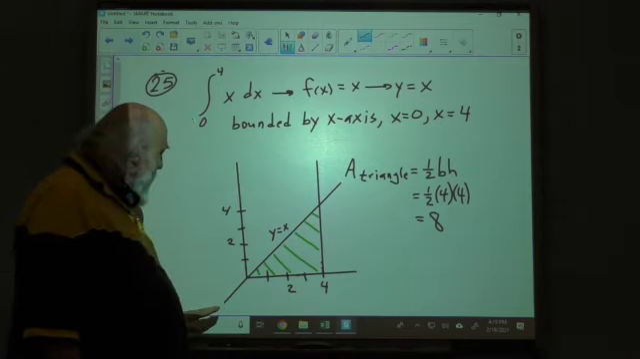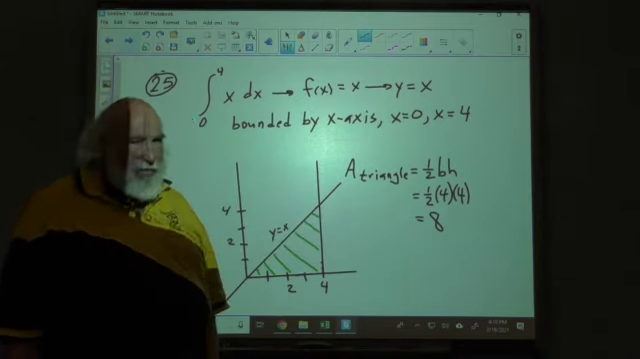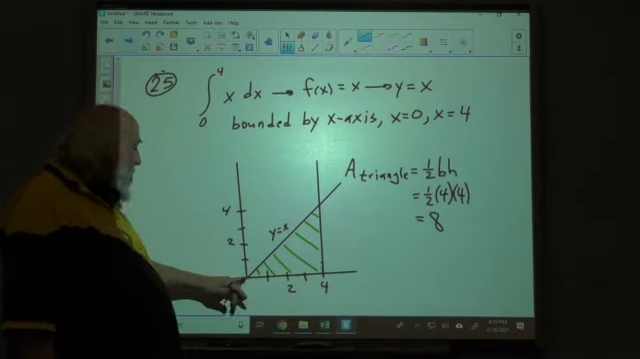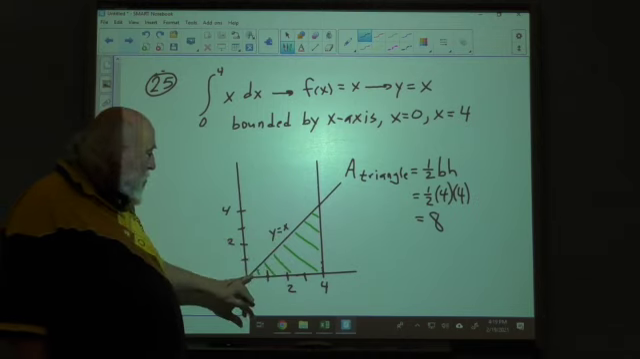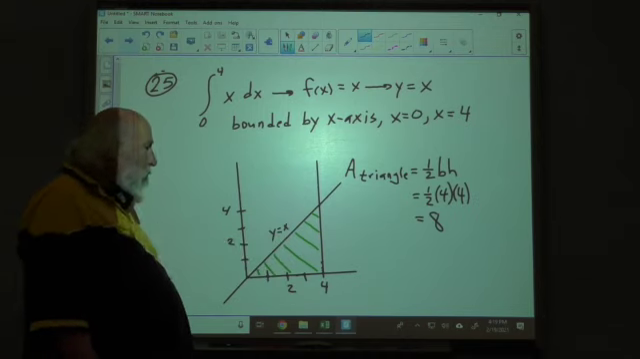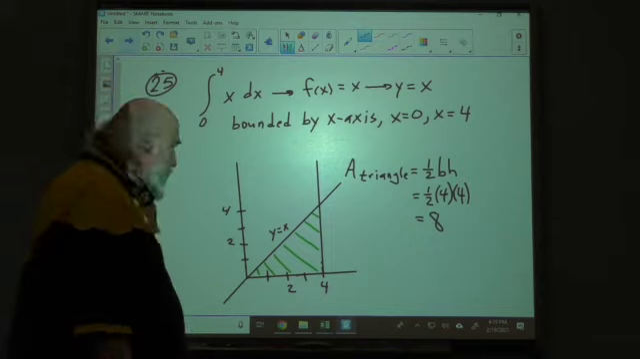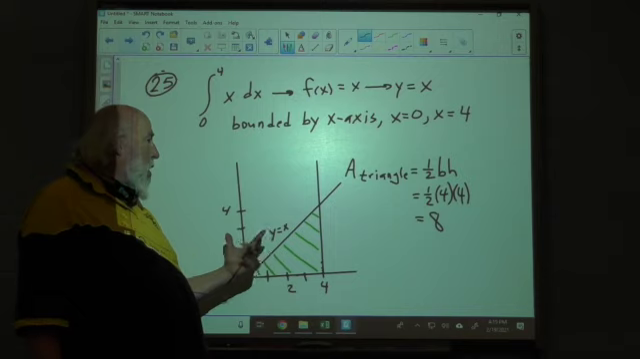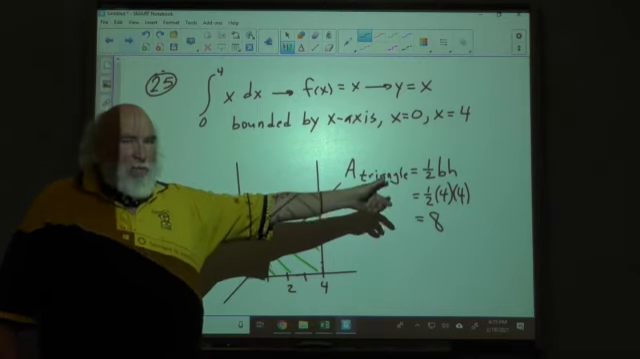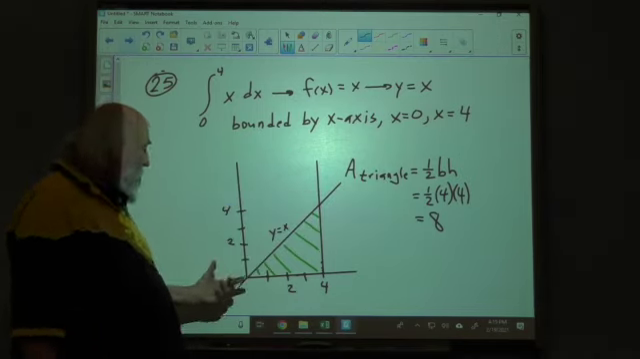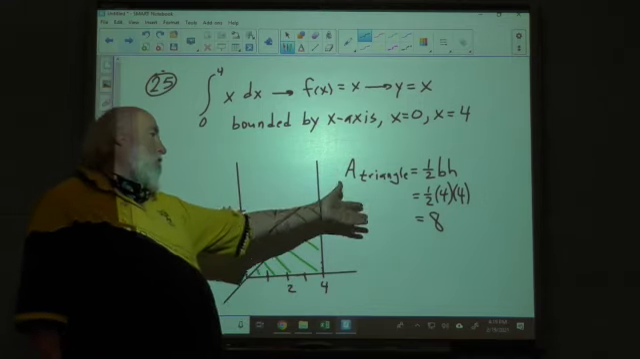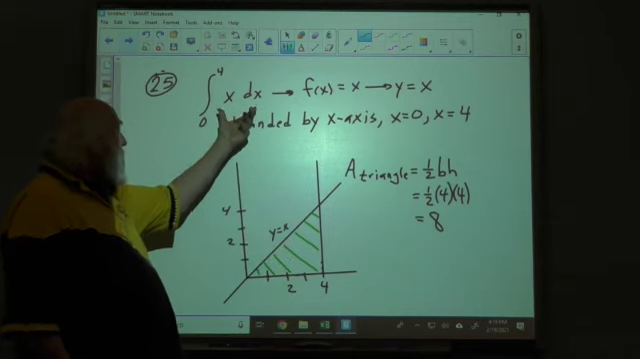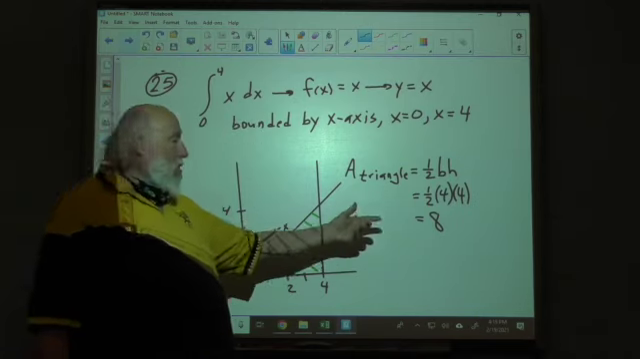Now y equals x, like I said, is a 45-degree angle, oblique line, and it starts down here at 0, 0 and hits up here at 4, 4, because x and y are equal. So now we have a triangle, and the triangle area is 1/2 base times height. Well, the base is 4, the height is 4, so 1/2 times 4 times 4 is 8. And so this integration right here will have an answer of 8.